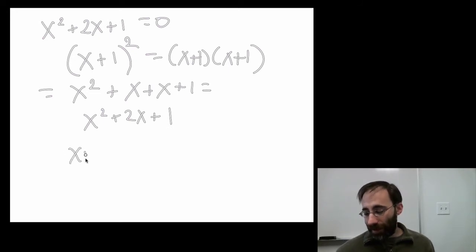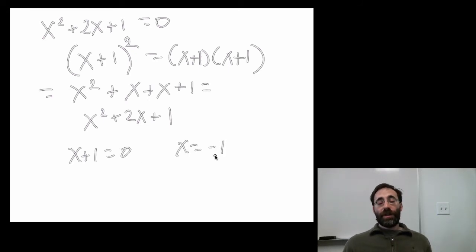So now we have to make x plus 1 equal to 0, which we've already shown means x equals negative 1. So there's only one solution to this particular one, which is x equals negative 1. And that's one way to solve them.